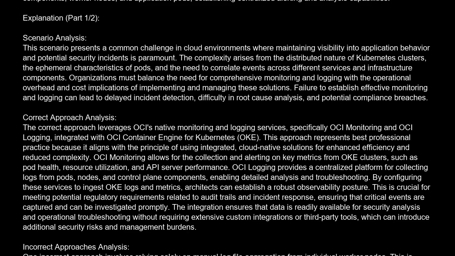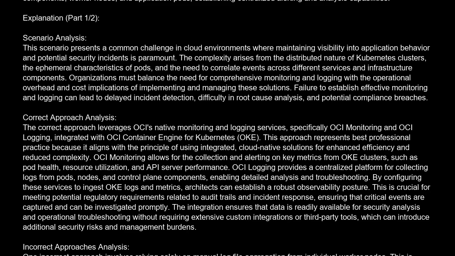Correct approach analysis. The correct approach leverages OCI's native monitoring and logging services, specifically OCI monitoring and OCI logging, integrated with OCI Container Engine for Kubernetes, OKE. This approach represents best professional practice because it aligns with the principle of using integrated, cloud-native solutions for enhanced efficiency and reduced complexity. OCI monitoring allows for the collection and alerting on key metrics from OKE clusters, such as pod health, resource utilization, and API server performance.